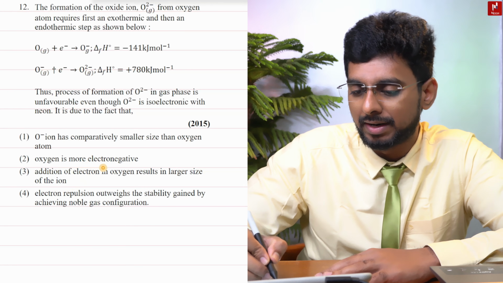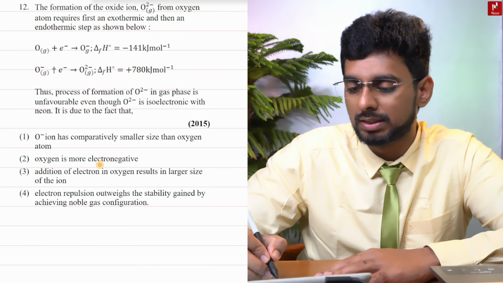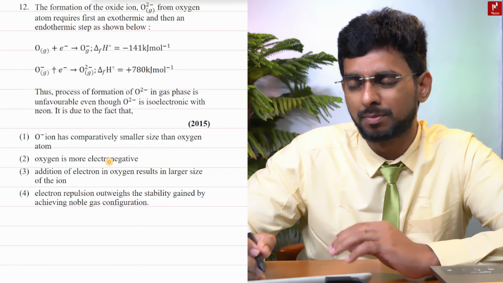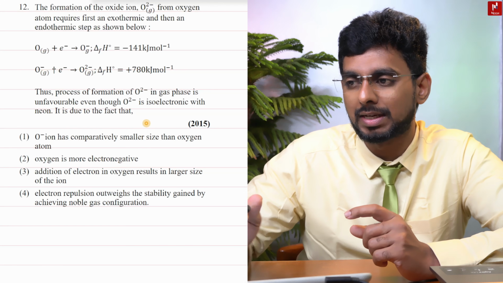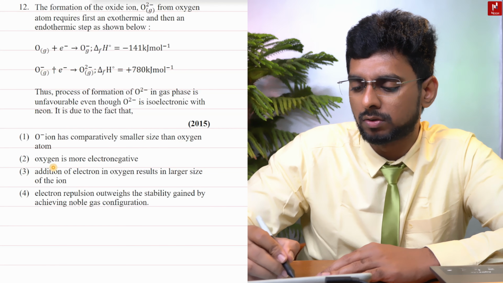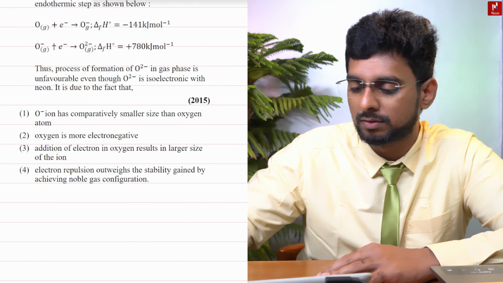Oxygen is more electronegative. Yeah, oxygen is electronegative. If it was like electronegative, we should have absorbed that electron. By the way, that doesn't make sense because this is actually a separate atom over there. So that too doesn't make sense. So oxygen is more electronegative, doesn't make any sense over here.